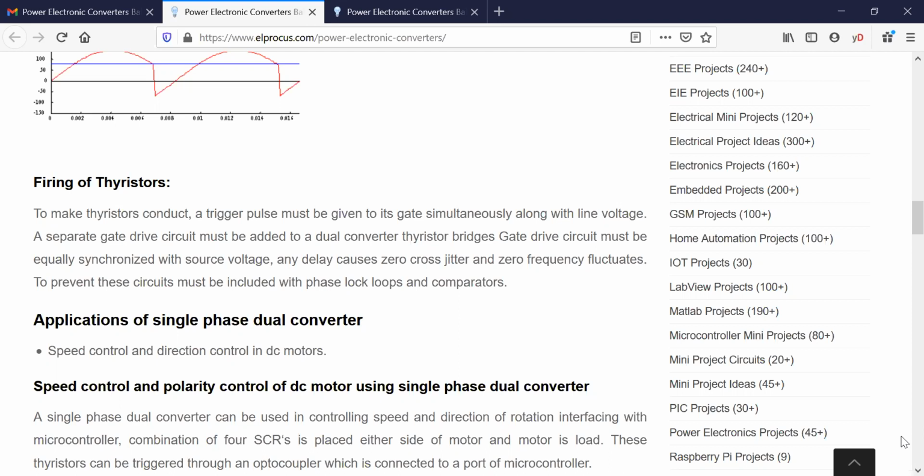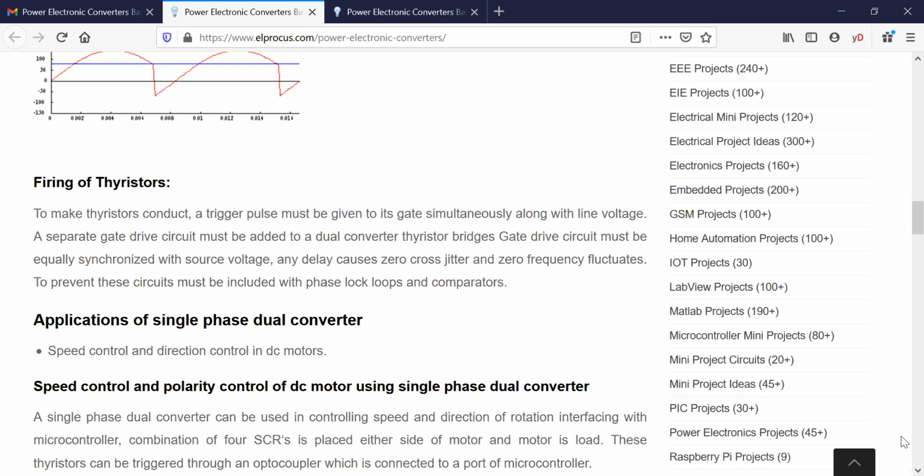Okay. So here, the frequency will fluctuate, and to prevent these fluctuations in the circuit, we are using comparators. We are using phase lock loops and comparators.